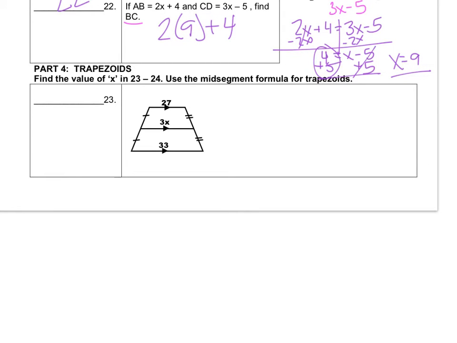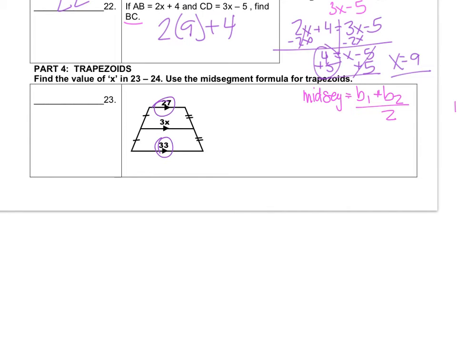Alright, on part 4, we're moving to trapezoids. It says, find the value of x in 23 through 24. Use the midsegment formula for trapezoid. So you should know the midsegment formula: midsegment equals b1 plus b2 divided by 2. Your bases are what it sits on, so we're going to add those two. Just follow the formula. Add the bases up. So you have 27 plus 30 first. If you do 27 plus 30, you're going to get 57.